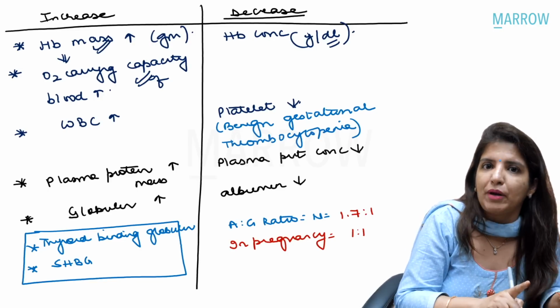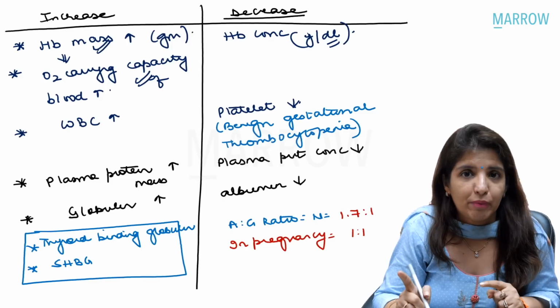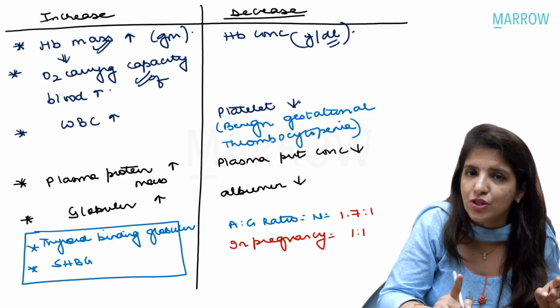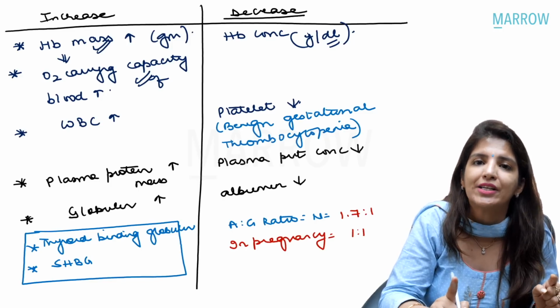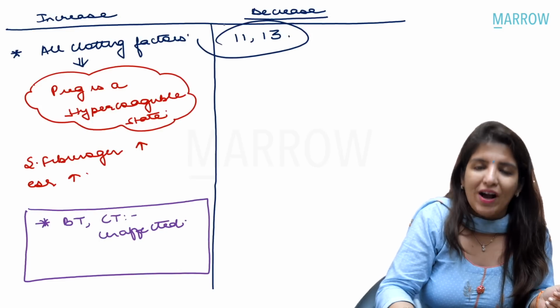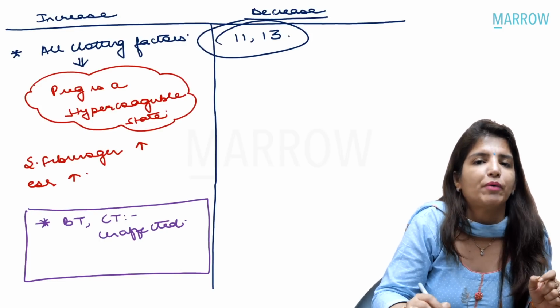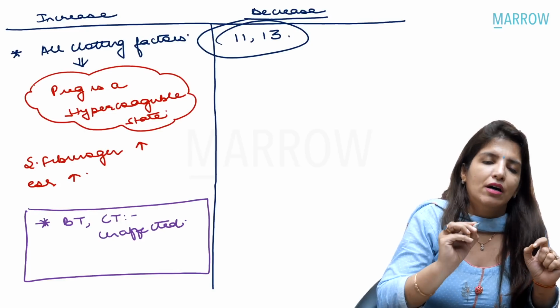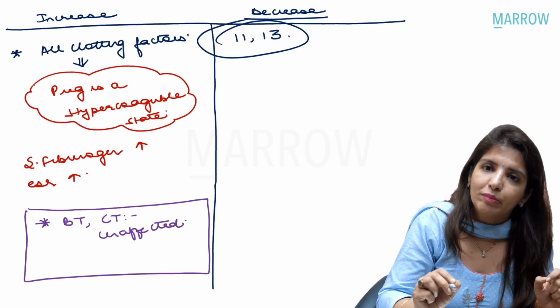Globulins increase in pregnancy, albumin decreases in pregnancy, and this question they are going to ask you in the form of thyroid binding globulin. So what will happen to thyroid binding globulin in pregnancy? All globulins increase in pregnancy, so thyroid binding globulin will increase in pregnancy, and sex hormone binding globulin will also increase in pregnancy. See, all clotting factors increase in pregnancy except factor 11 and 13, and that is why pregnancy is called a hypercoagulable state.